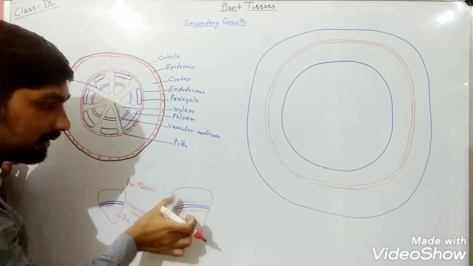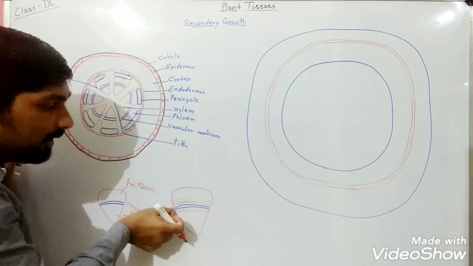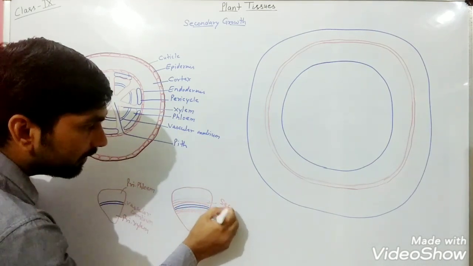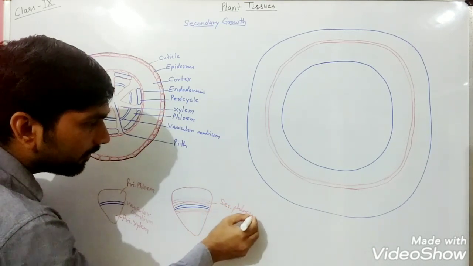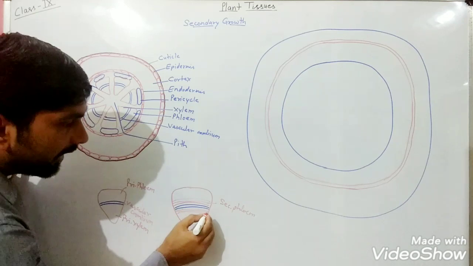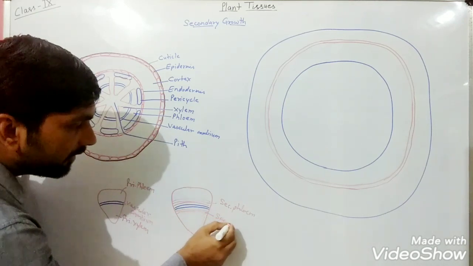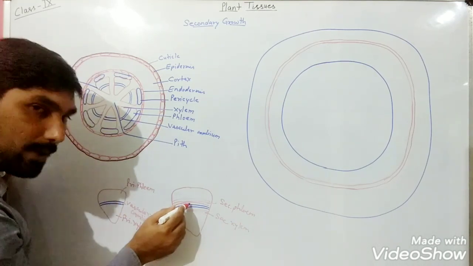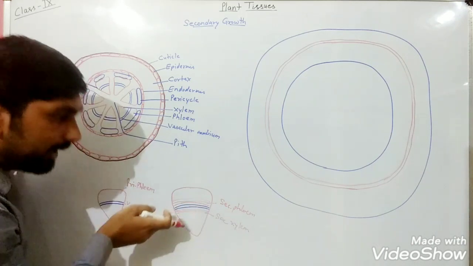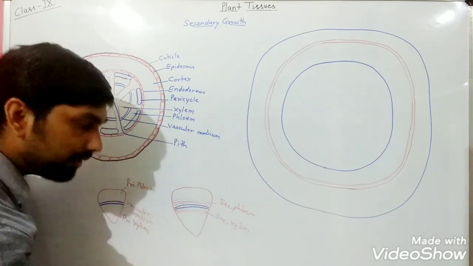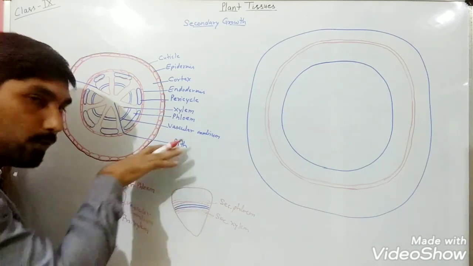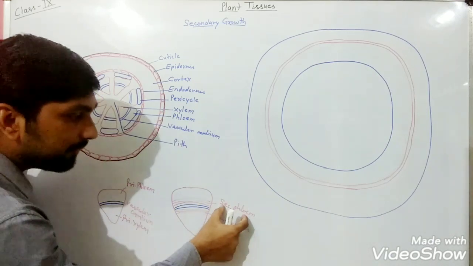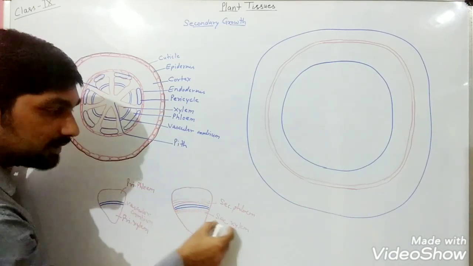These new cells are formed by the activity of the cambium, so the upper side is known as what? Secondary phloem, and the lower side new cells are known as what? Secondary xylem. This cambium layer is going to provide the secondary growth. The cells will be formed on both sides. The upper side cells will form secondary phloem and lower side cells will form secondary xylem.